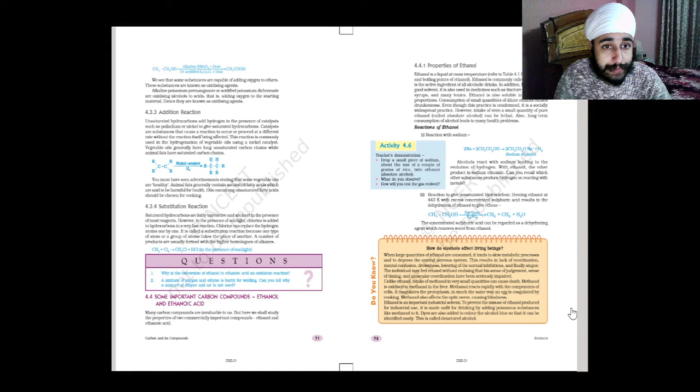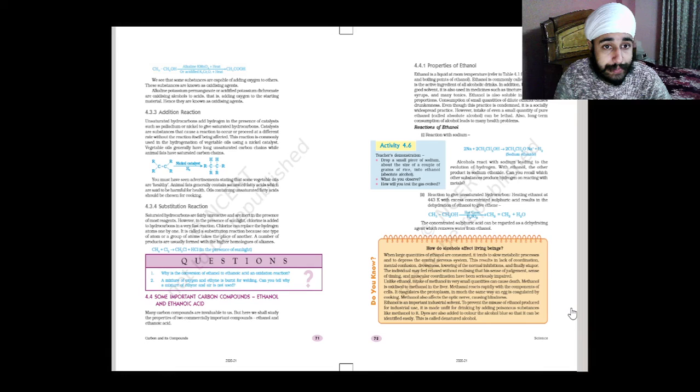It is called a substitution reaction because one type of atom or group of atoms takes the place of another. A number of products are usually formed within the higher homologues of alkanes. Only alkanes, homologues of alkanes, are discussed here, not any other form. Not alkenes, not alkynes. The substitution reaction.